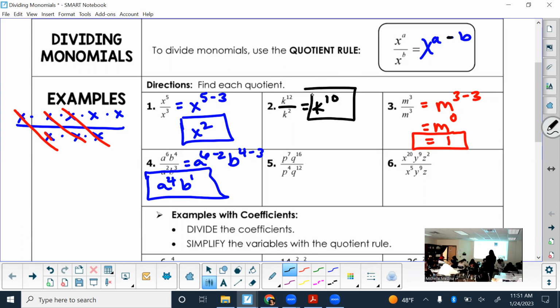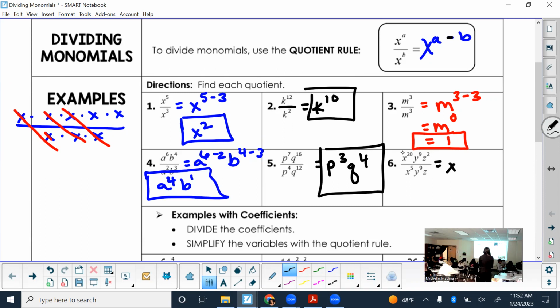Let's see, Elise, what would be the answer for 5? P to the 3rd power, Q to the 4th power. Any disagreements there? All right, looks good. I didn't show my work like I did for the first 3 that we did together, but it's subtracting. 7 minus 4 is 3. 16 minus 12 is 4. That's all we're doing.